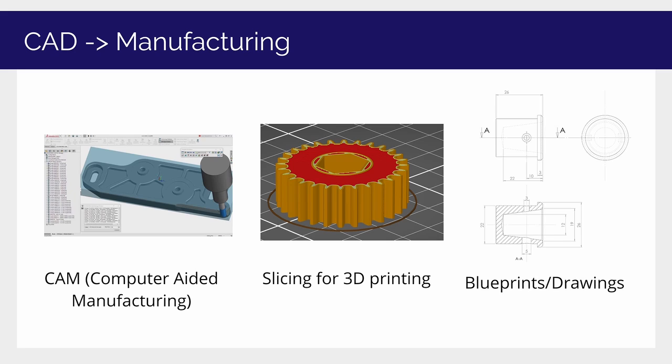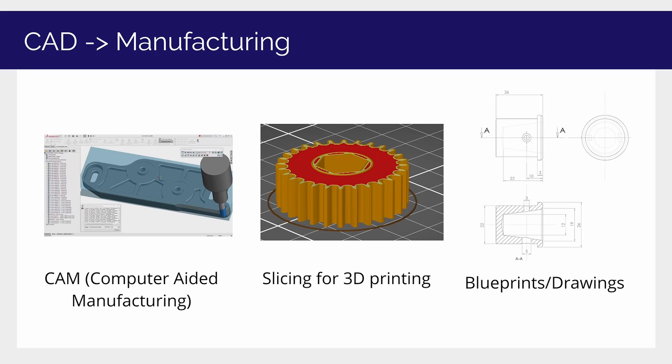The next is slicing for 3D printing. What this does is it takes the CAD file you've created and cuts it into lots of different levels so that a 3D printer can understand how to make the part. Those different levels will get printed one at a time by the 3D printer.